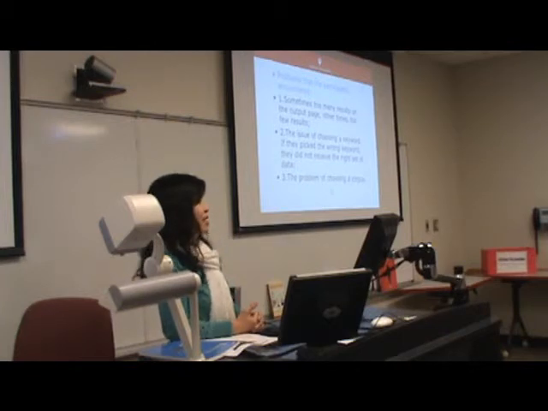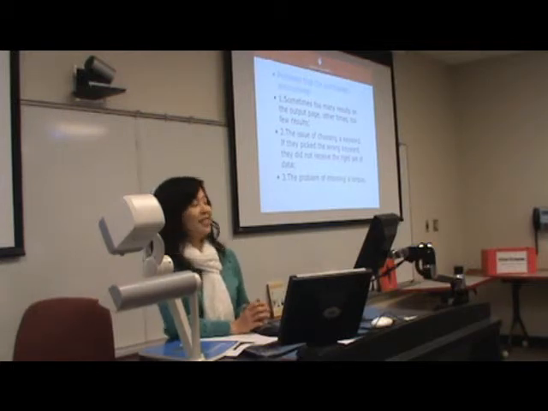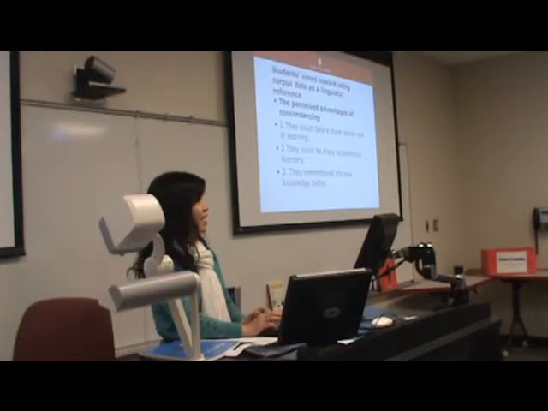Now the next one: problems that participants encountered. I observed that when they did the think-aloud, number 1, sometimes there were too many results on the output page. Some other times it's too few. Number 2, the issue of choosing a keyword. If they pick a wrong keyword, then they did not receive the right set of data. And number 3, the problem of choosing a corpus. There are so many corpora for them to choose from.